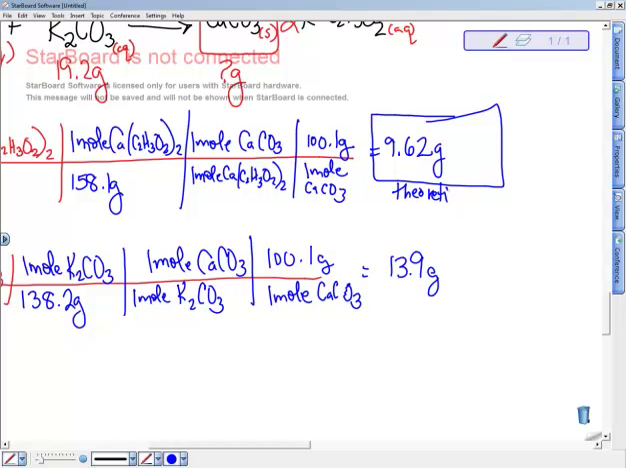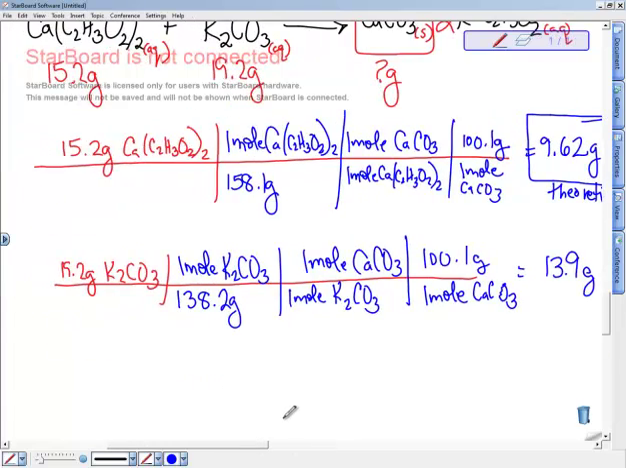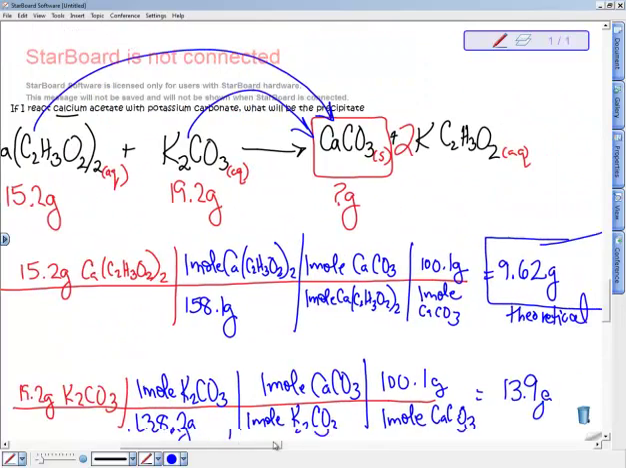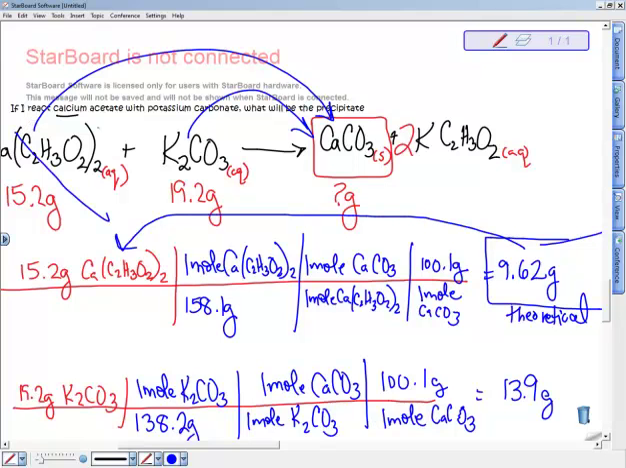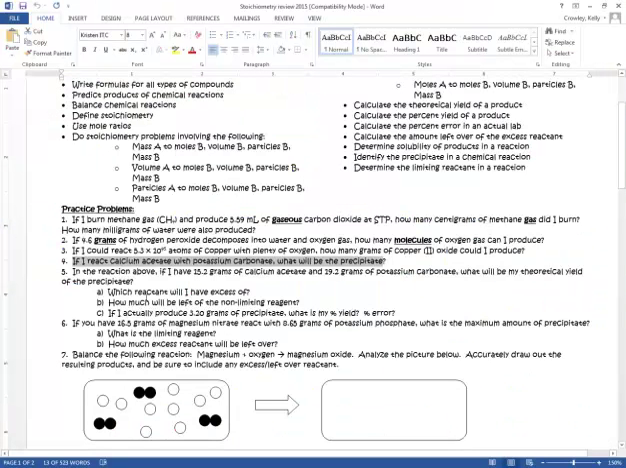I have another question. You ready? What is your limiting reactant? Which one ran out? Whatever made the lesser amount ran out. Your calcium acetate is completely gone. It's all gone. And I think I just answered a few problems there.